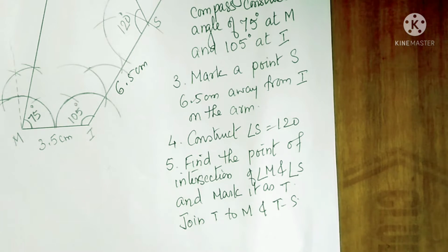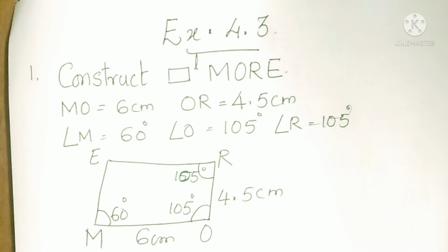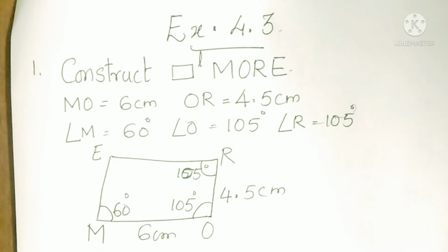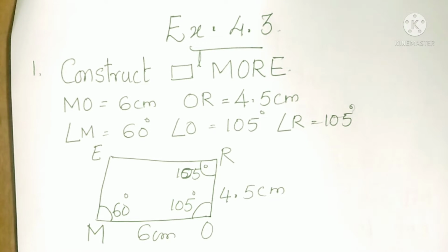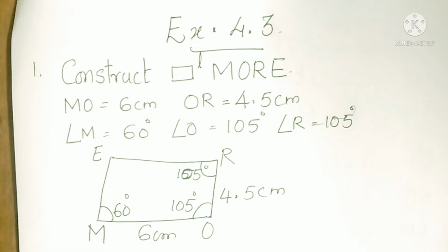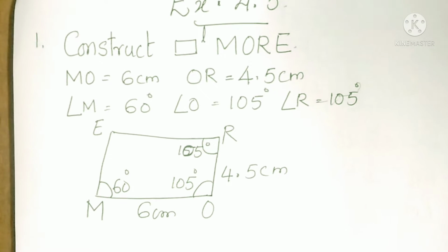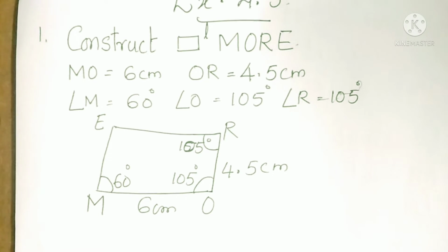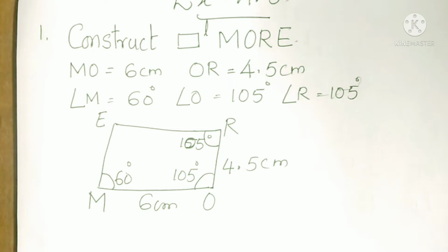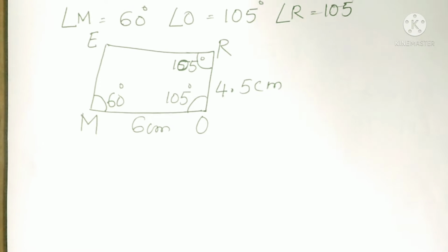Okay. Now let us go to the textual exercise. Now let us see exercise 4.3, question number 1. Construct quadrilateral MORE with MO 6 centimeter, OR 4.5 centimeter, angle M 60 degree, angle O 105 degree and angle R 105 degree. So one thing is easy for us. Once you make 105, you can make an equal angle at the other point. So that is easy for you. Now, the first thing, draw the rough diagram.